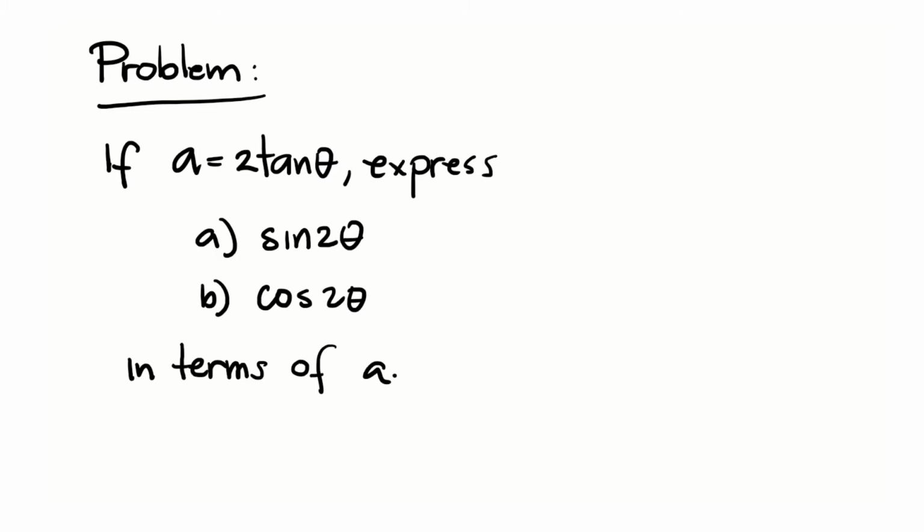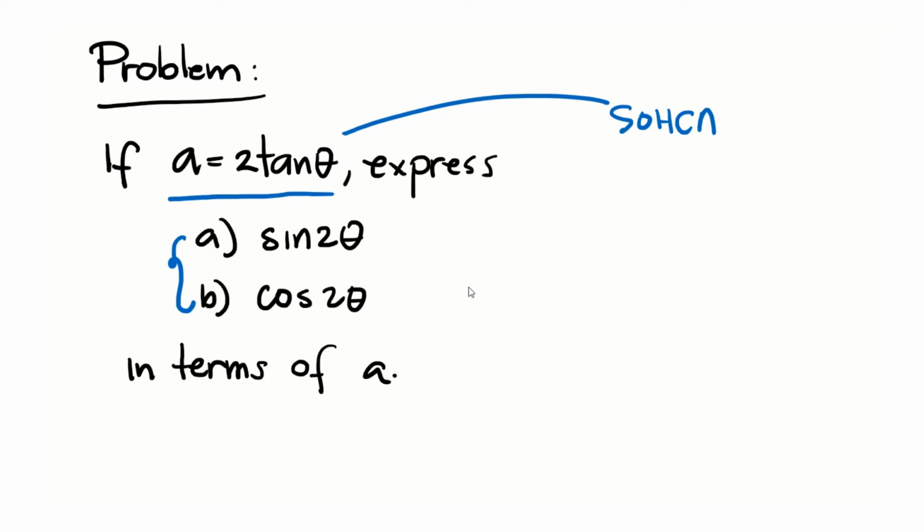So how are we going to find the expressions for sine 2 theta and cosine 2 theta? Okay, so let's digest the information. If you're given a problem like this, you need to know the following ideas. Basically, these are identities. You need identities for sine 2 theta and cosine 2 theta. At the same time, you need to know how to manipulate this in relation to SOHCAHTOA.